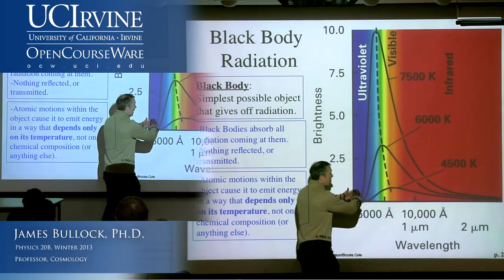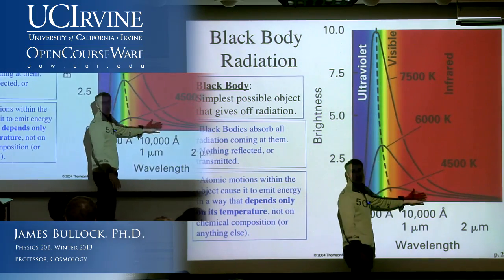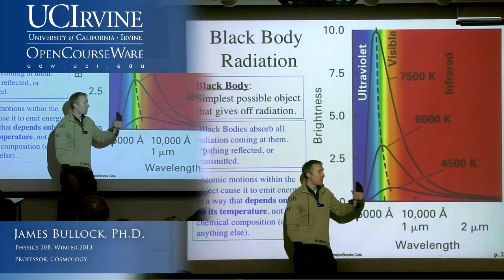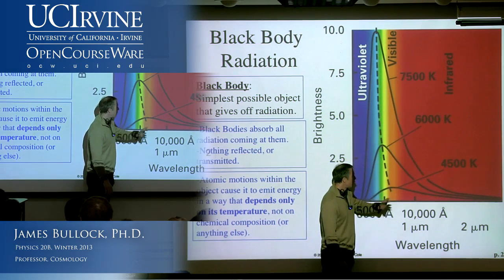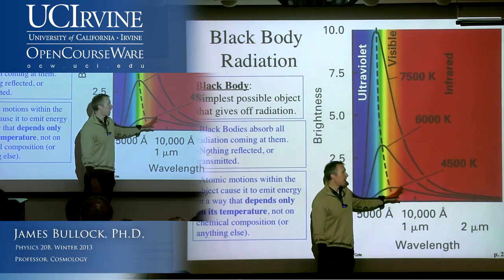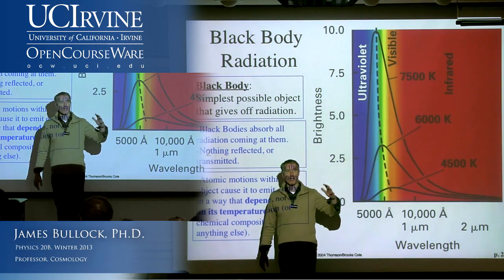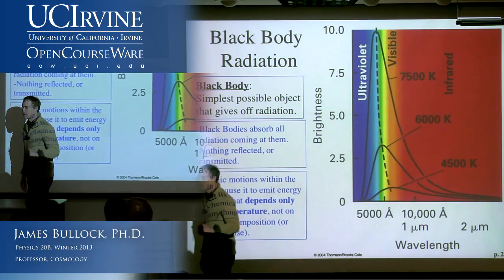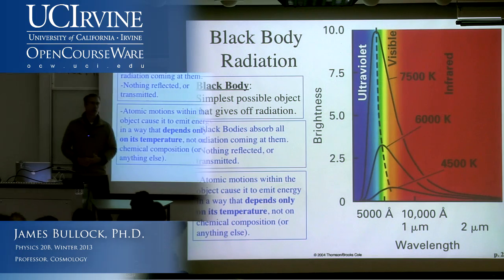But there's light coming out in lots of wavelengths, and so there is a spectrum. But the peak of the intensity, in the 4,500 Kelvin case, is coming out in the orange or so. Are there any questions about that?